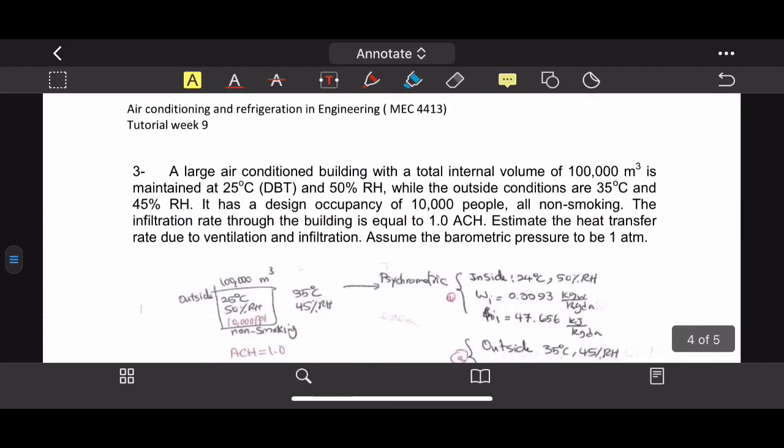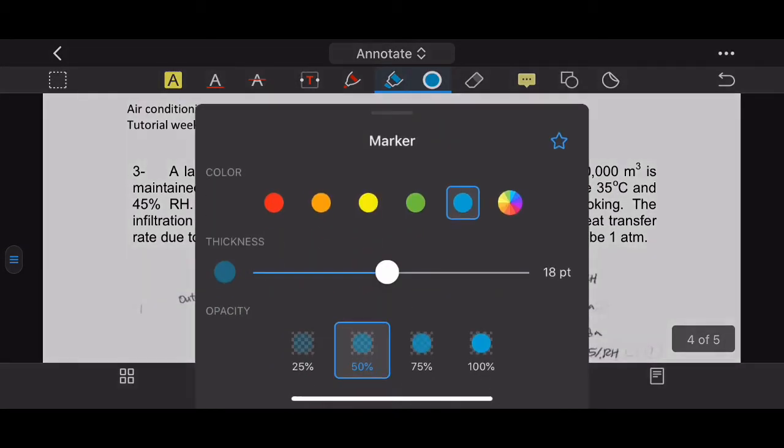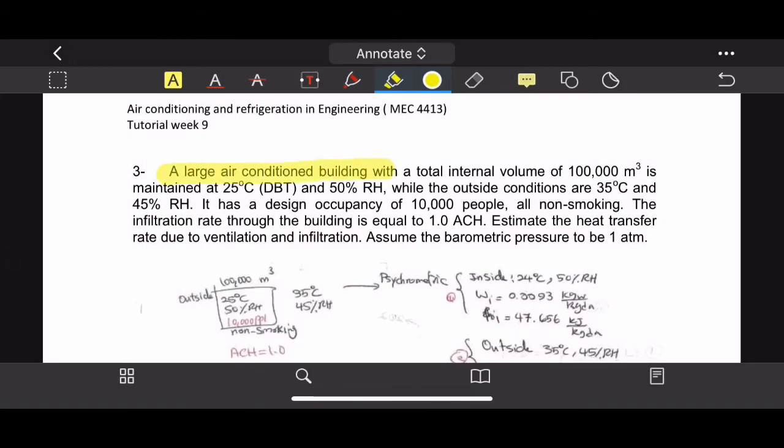Okay, question 3. A large air-conditioned building with a total internal volume of 100,000 cubic meters is maintained at 25 degrees C dry bulb temperature and 50% RH. The outdoor condition is 35 degrees Celsius and 45% RH. The design occupancy is 10,000 people and it must be non-smoking. The infiltration through the building is equal to 1 air change per hour.